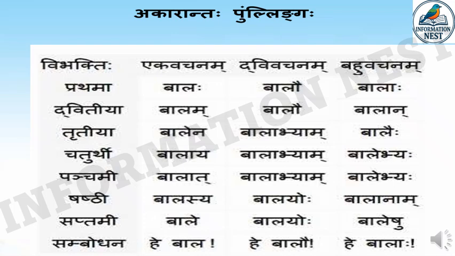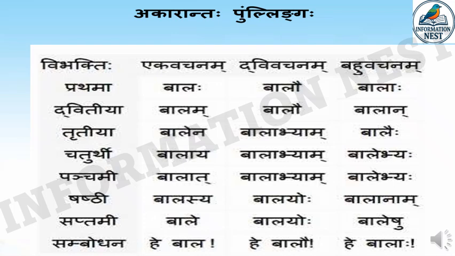Every noun in Sanskrit is defined by three things. Linga, which is gender. Is it masculine? If it is masculine, it is pullingam. If it is feminine, strilinga. Or neuter gender, it is napumsakalinga.